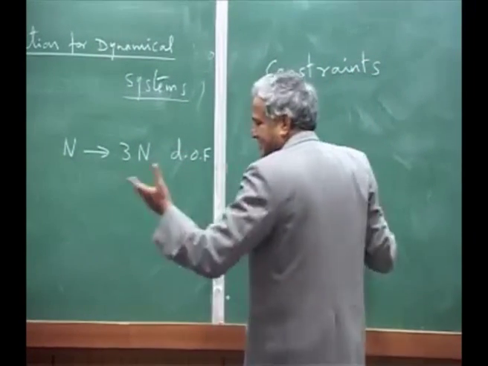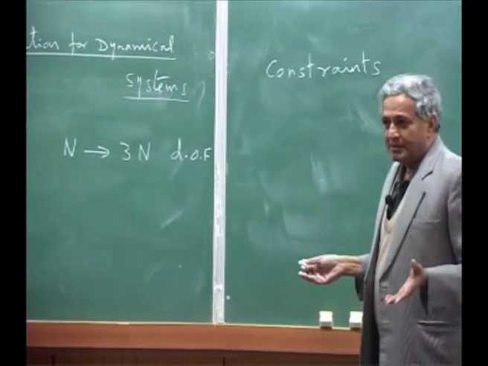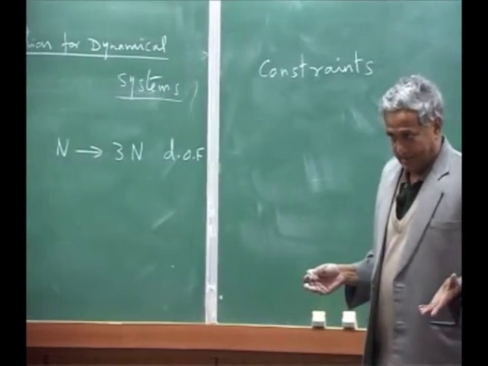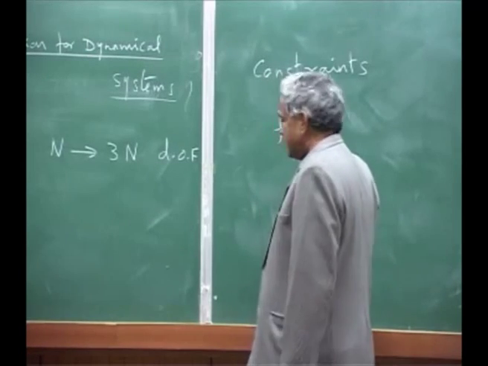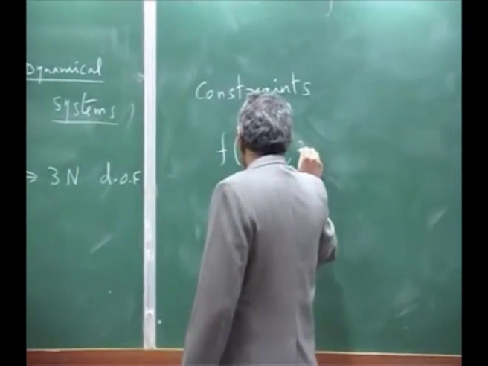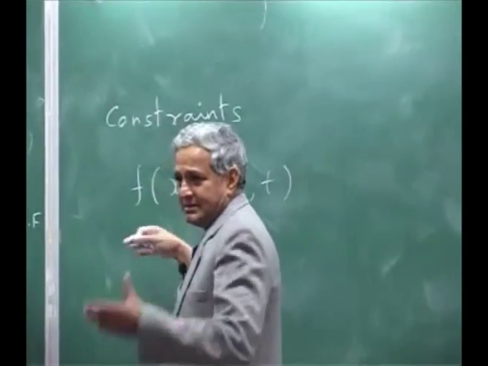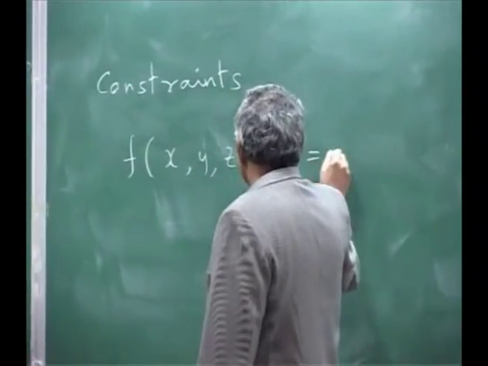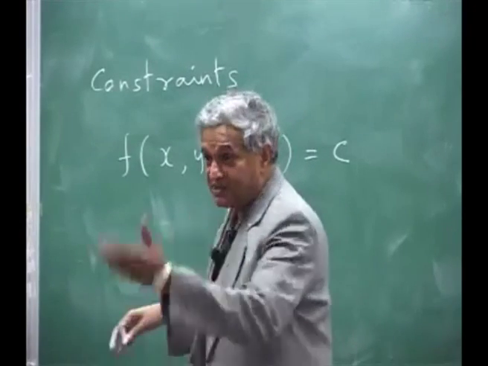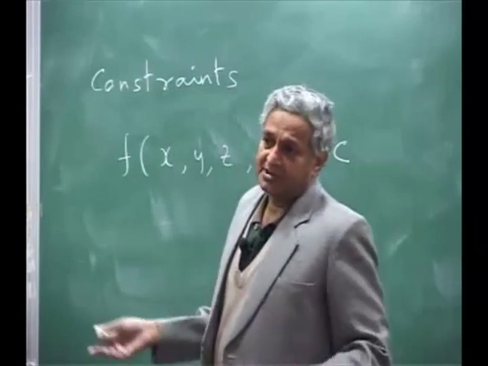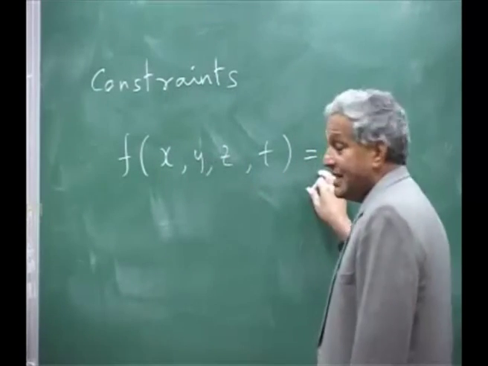Constraints, or you may say constraints. But what type of constraints? I can write the constraint equation as f of x comma y comma z, because time is also there. With time they can evolve. This can be equal to a constant. Okay. Time can be explicit, time need not be explicit, but this is an equality constraint.